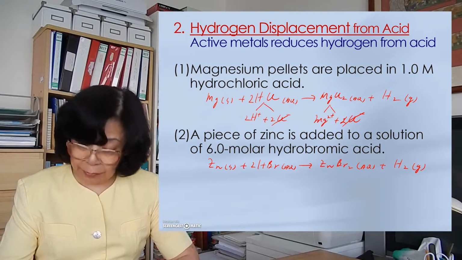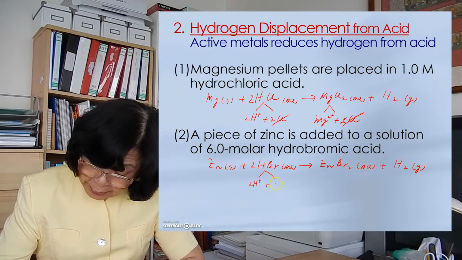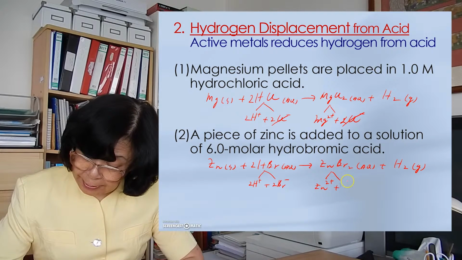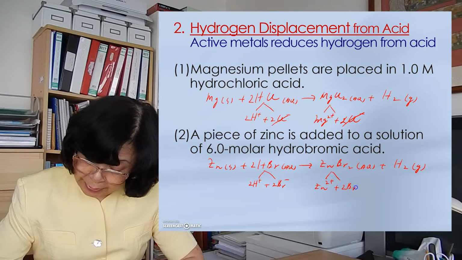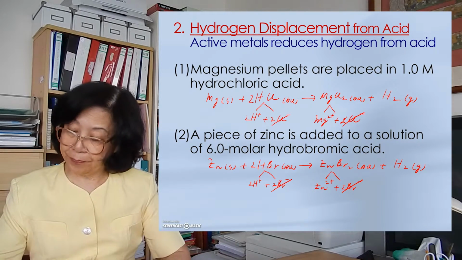And to write the net ionic equation, we just take the hydrobromic acid, dissociate it into 2 moles of hydrogen ion and 2 moles of bromide ion, and with the zinc bromide solution, we dissociate into zinc ion and bromide ion, and we can cancel out the bromide ion for the net ionic equation.